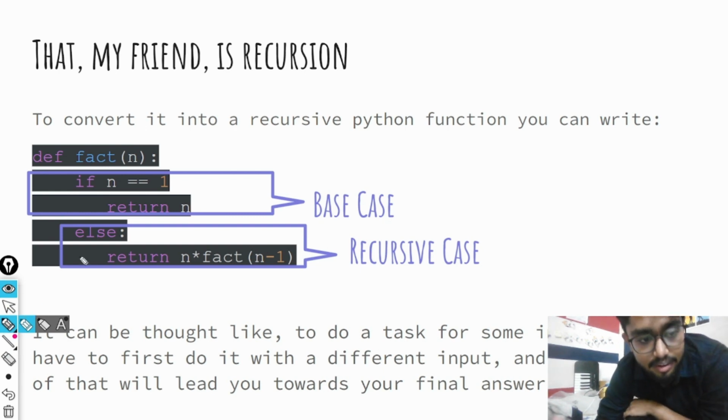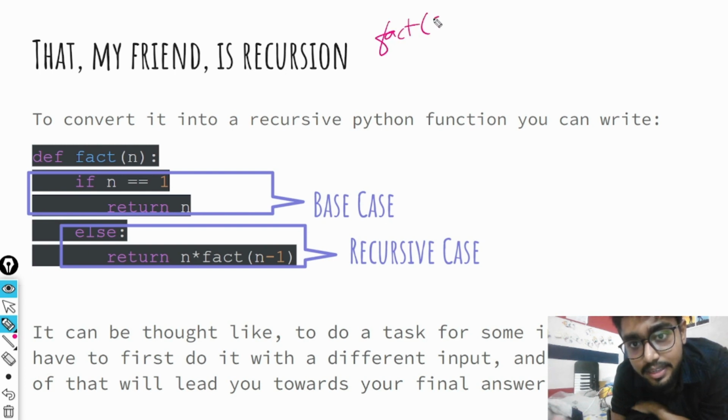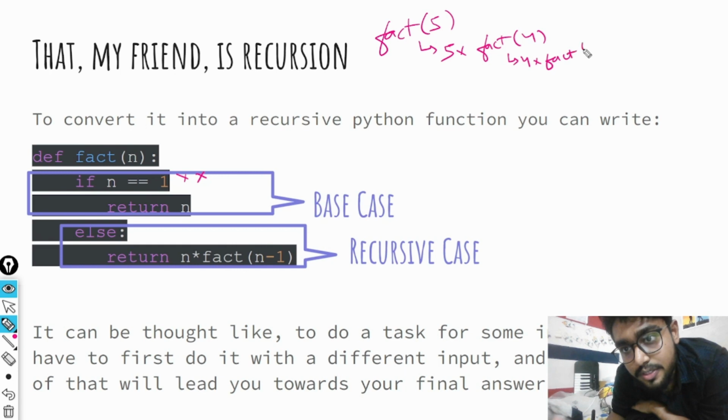Now, we can try running it to check how it runs and whether it's really true. So factorial of n, we can say factorial of 5. What will happen if we call it with 5? Is 5 equal to 1? No. So we will return 5 into factorial of 5 minus 1, which is 4. Is 4 equal to 1? No. So we return 4 into factorial of 4 minus 1, which is 3.